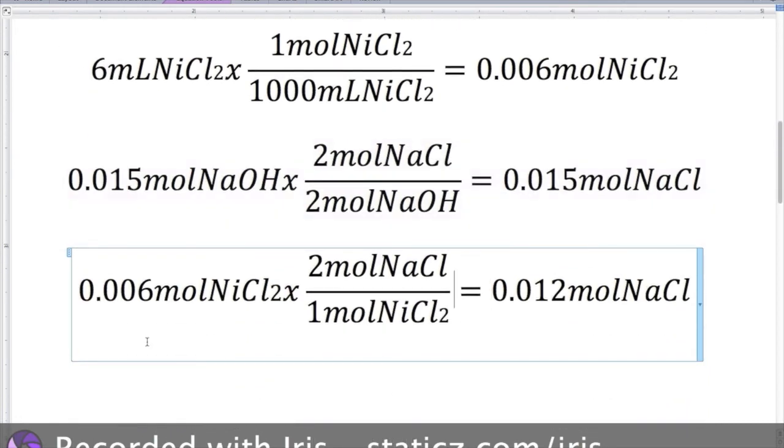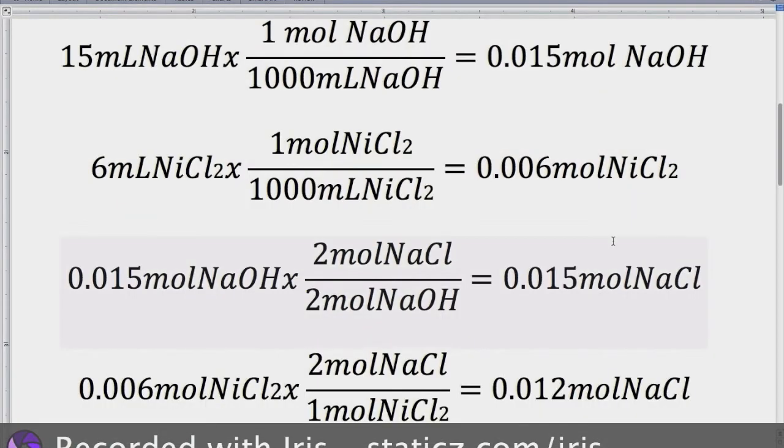And doing this, analyzing this, we found that the nickel 2 chloride only made 0.012 moles of sodium chloride, while the sodium hydroxide is capable of making 0.015. So we can see that there is an excess of sodium hydroxide. Nickel 2 chloride is the limiting reactant because it can only produce 0.012 moles, meaning that's the maximum amount of moles of sodium chloride you can produce because it's limited by nickel 2 chloride.